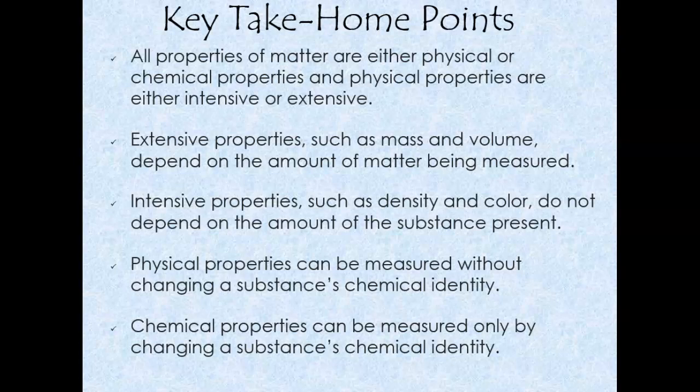Physical properties can be measured, determined, or observed without changing a substance's chemical identity. And chemical properties can be measured only by changing a substance's chemical identity. So it's a process. Chemical properties are more or less processes. We call them words, but it burns. Burning is a process that changes who it is. That's a chemical property. Some things can burn, other things cannot.